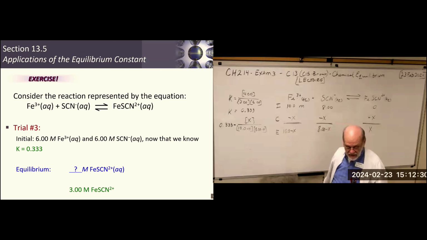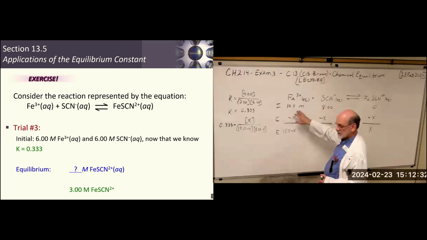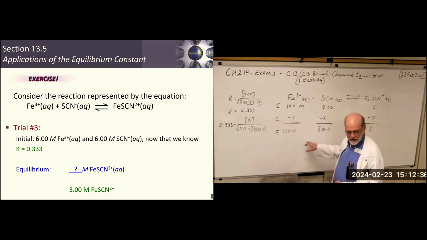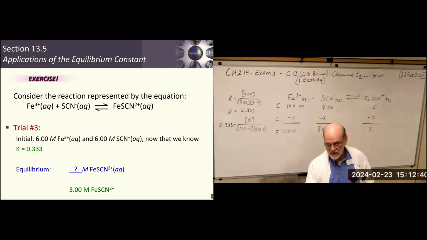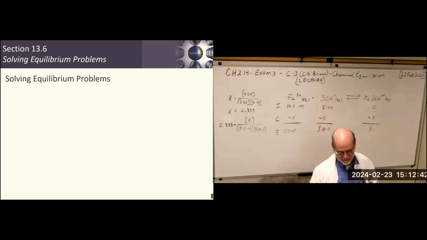And that comes out to be, with those different concentrations, 6 and 6. The equilibrium concentration now, instead of 5, is 3. So that is a different position.